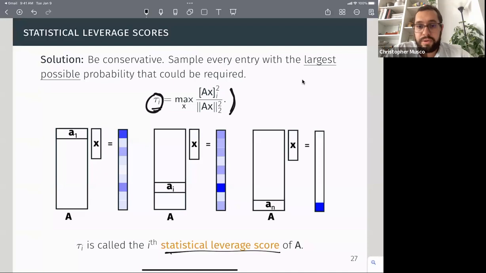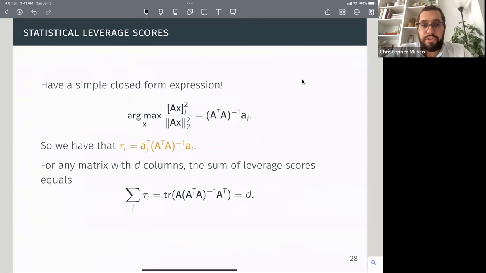These statistical leverage scores are really nice to work with because they have a clean closed form expression. This maximization problem has a closed form solution. If I want to find the X which maximizes it for a particular i, I compute (A transpose A) inverse times a_i, where a_i is the ith row of my matrix. Then you can plug it in and check that the leverage score is the quadratic form of a_i, the ith row, over A transpose A inverse.